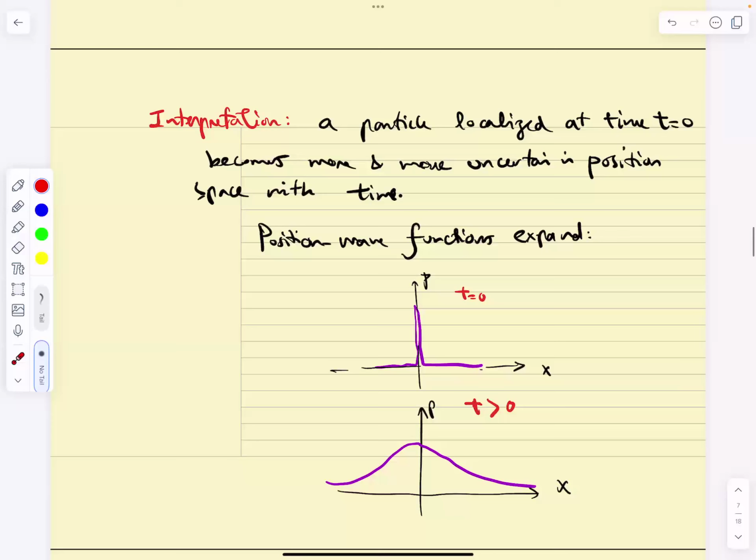So to interpret it, you localize the particle at t equals 0, but with time, the particle becomes more and more uncertain in position. That's just a statement that in the language of undergraduate level physics, the wave functions left to themselves just expand. This is a free particle, right? It's not interacting with anything. However, its wave function expands. This is just a very generic phenomenon. It's a consequence of the fact that position and momentum don't commute.